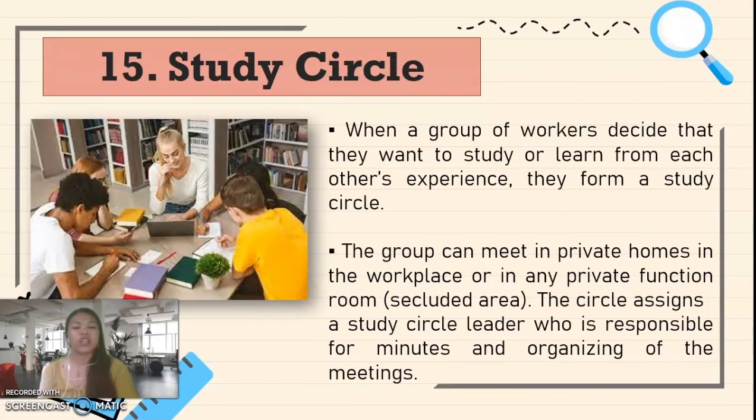The last one is the study circle. When a group of workers decide that they want to study or learn from each other's experiences, they form a study circle. The group can meet in private homes, in the workplace, or in any private function so that they can discuss or have a study review on a certain topic. In a study circle, brainstorming can also be applied. The circle assigns a study circle leader who is responsible for minutes and organizing of the meeting.